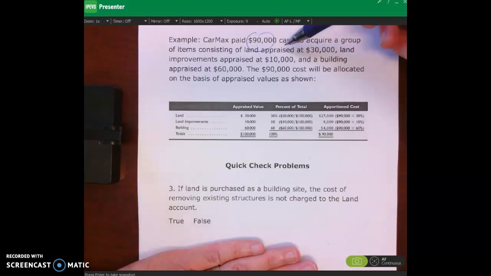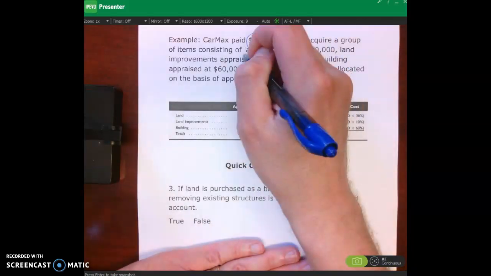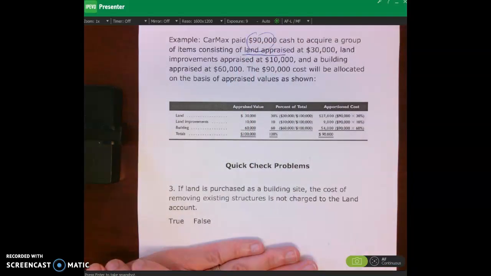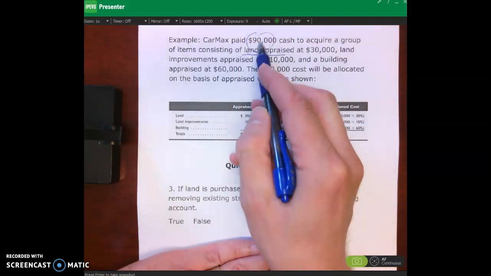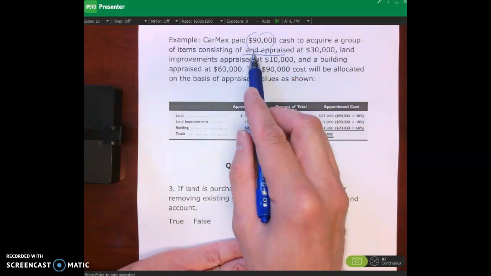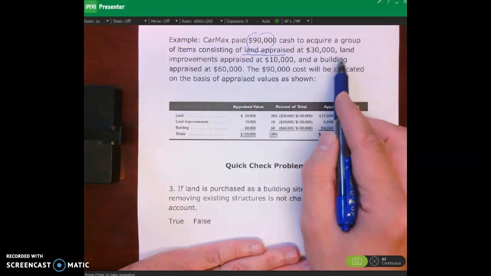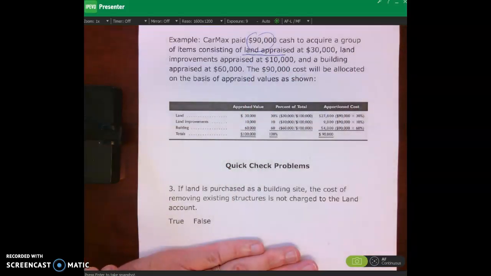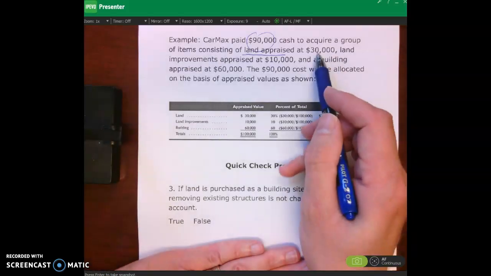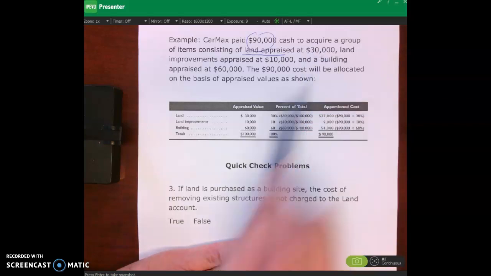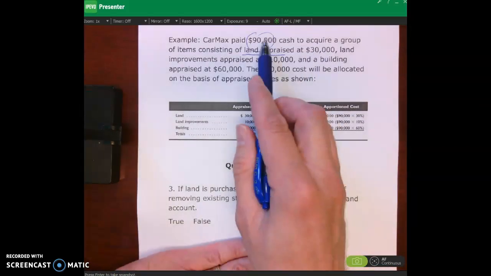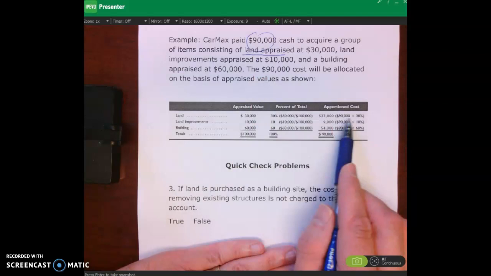It's important that I do this, especially because land is not depreciated. So I have to ask, how much of this $90,000 goes to land? How much goes to land improvements? How much goes to building? How can I do that? I can do that based upon the appraised values.